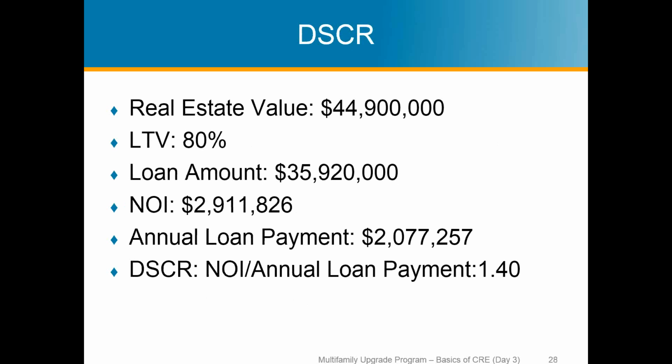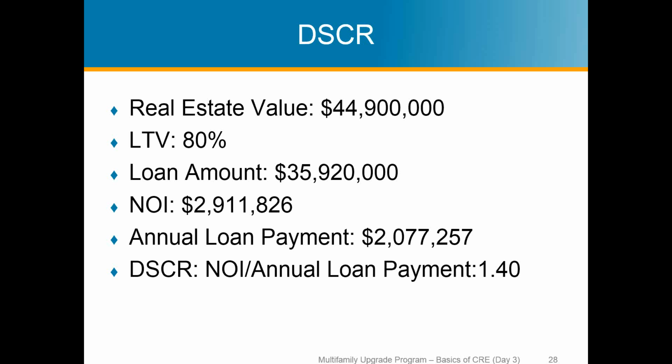So, debt service coverage ratio. In this particular example, I have a real estate value of $44.9 million. I have an 80% LTV, so I'm going to borrow $35.9 million. Based upon my research and my pro forma, I'm going to have $2.9 million NOI. So that equals a loan payment of about $2 million. My debt service coverage ratio, which is my NOI divided by my annual loan payment, is about 1.4.